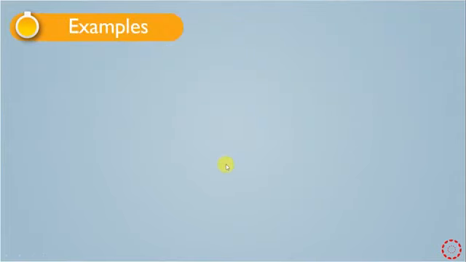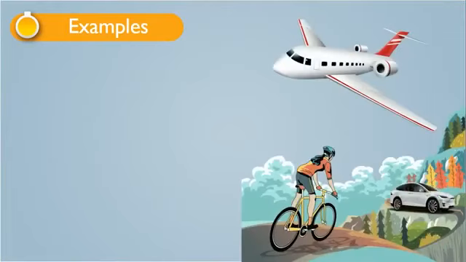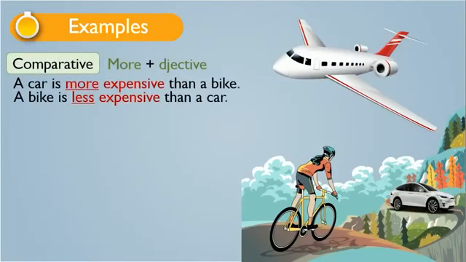If you have examples here, let's compare these three ways of traveling. For the comparative, as I said, we have more and then we have the adjective. We have examples here. The car is more expensive than a bike, and the bike, or we can say bike, is less expensive than a car.